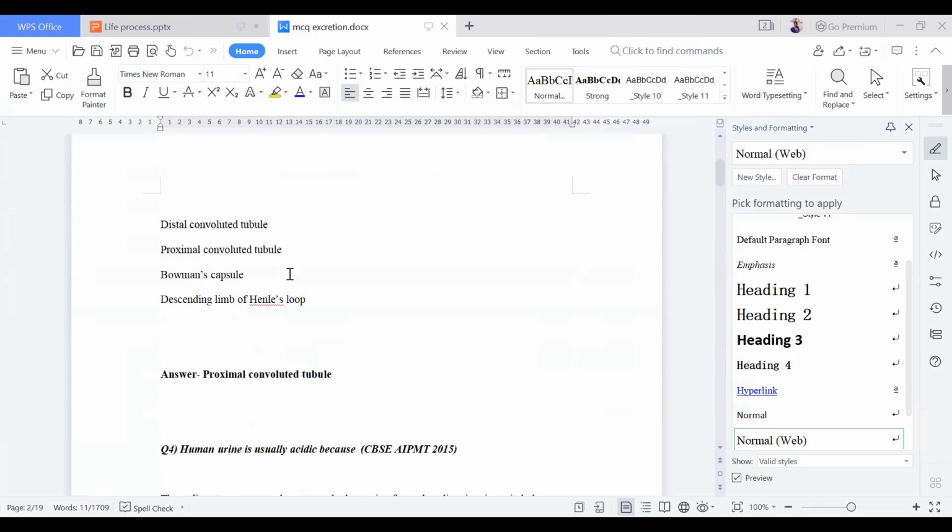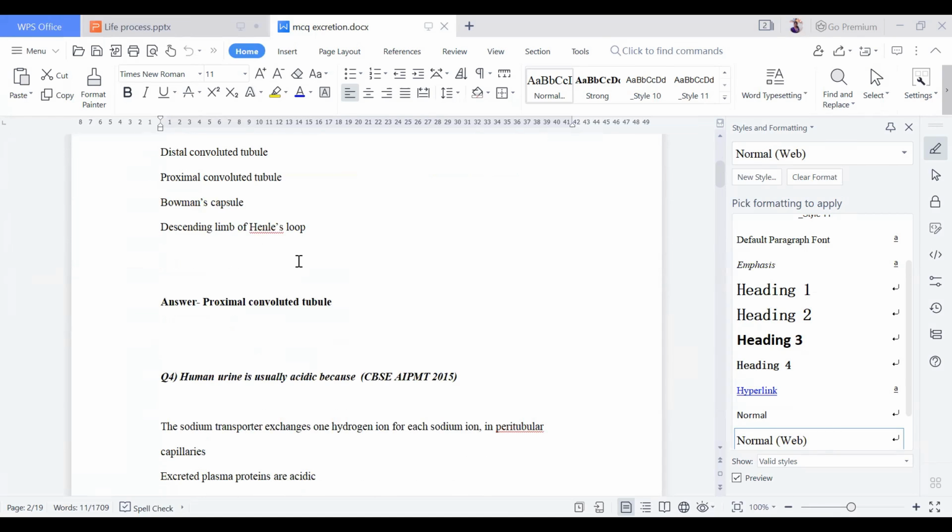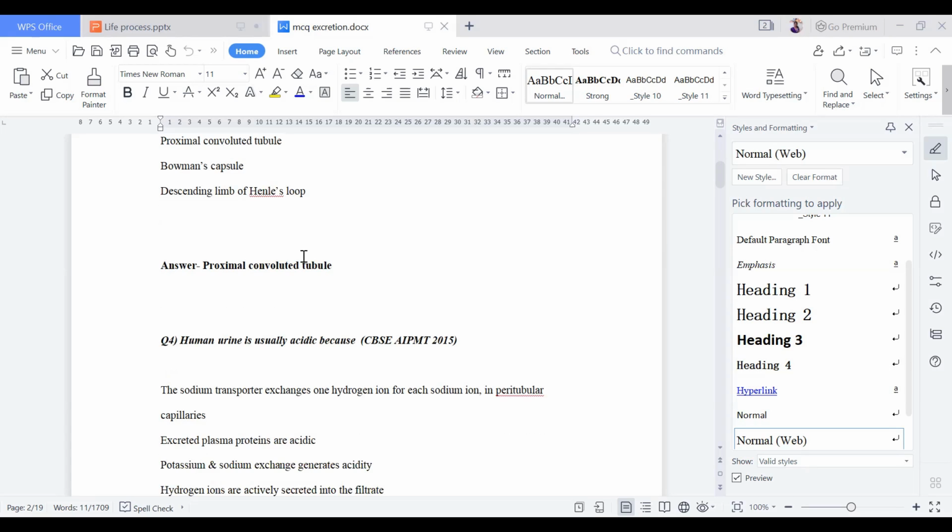Okay. Next one. Human urine is usually acidic because the sodium transporter exchanges one hydrogen ion for each sodium ion in a particular capillary; excreted plasma proteins are acidic; potassium and sodium exchange generates acidity; or hydrogen ions are actively secreted into the filtrate. What is the answer? Any guesses, Nayana?